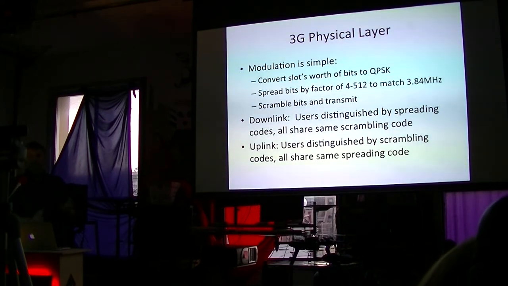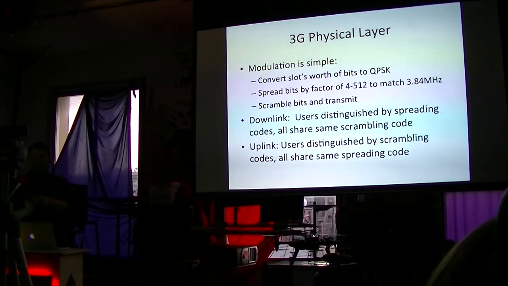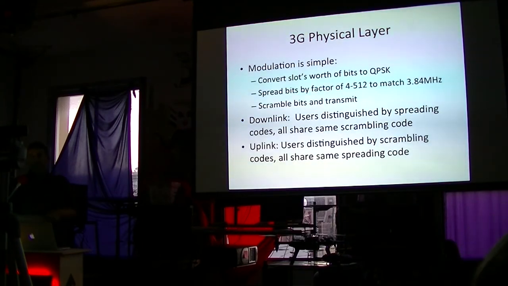Now it's different depending on whether you're doing the downlink or the uplink. So in 3G, on the downlink, there's only one scrambling code for all transmissions. They all share the same scrambling code, but their transmissions are distinguished by assigning users different spreading codes. So one phone will be assigned one spreading code to listen to, another phone will be assigned another spreading code to listen to. And that's how the downlink's handled.